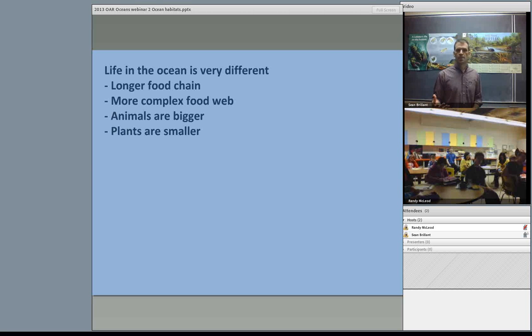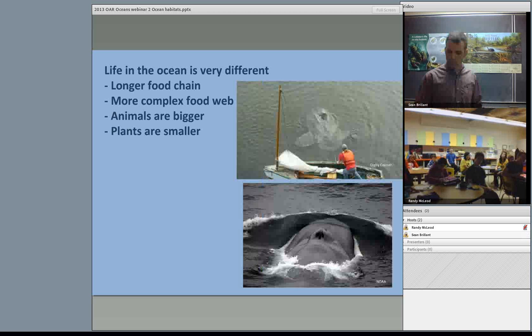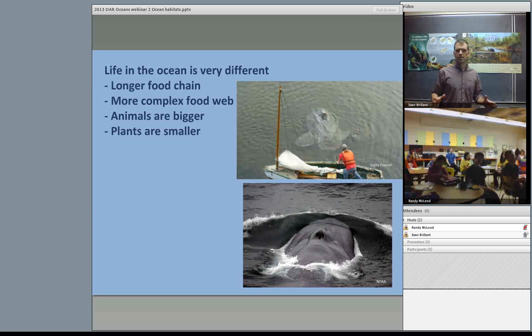Another thing is that animals are generally bigger and plants are generally smaller. This is something we don't tend to think about. Here's a sunfish on the top picture here and a blue whale on the bottom. Very large animals. 10 of the largest animals in the world are whales. And before we even get to elephants, which is essentially the largest animal on land, elephants come way down on the list when we start listing all the largest animals in the world. Most of them are in the ocean.